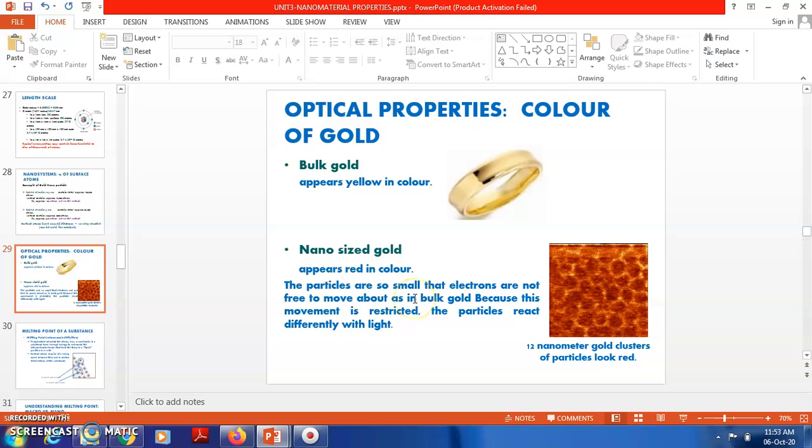The particles are so small that the electrons are not free to move about as in bulk, because this movement is restricted. Here it has a large surface. Due to that, the movement of the electrons, not atoms, is restricted, so the color varies in a smaller particle. The particle reacts differently with the light. This is a simple example of a 12 nanometer gold cluster particle. It looks red.